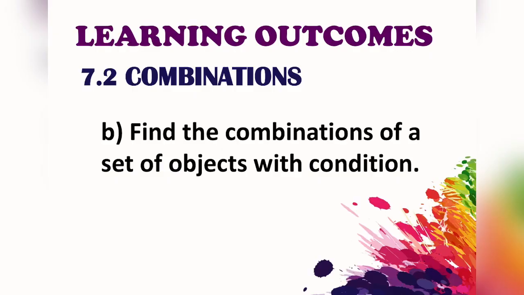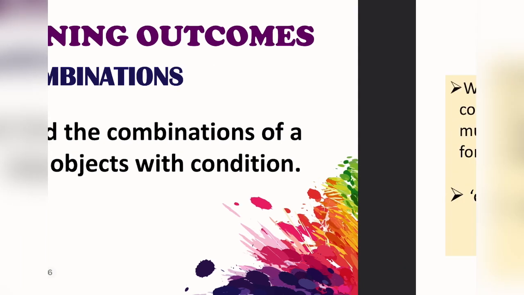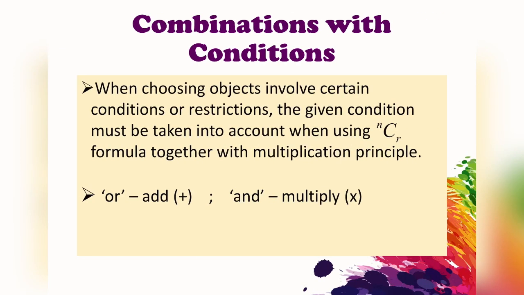All. So for 7.2 combinations, the learning outcome for this video will be finding the combinations of a set of objects with condition. So for combination with conditions, when choosing objects involve certain conditions or restriction, the given condition must be taken into account when using nCr formula together with multiplication principle.